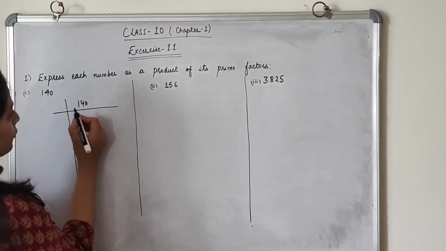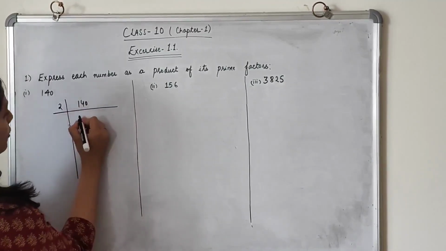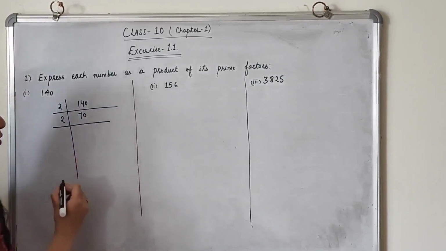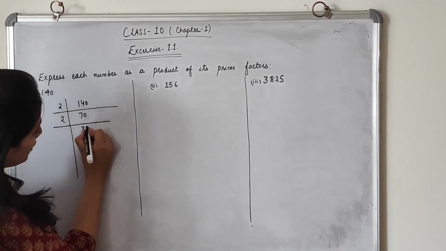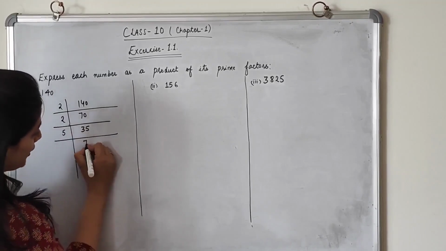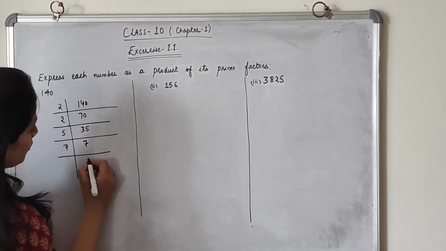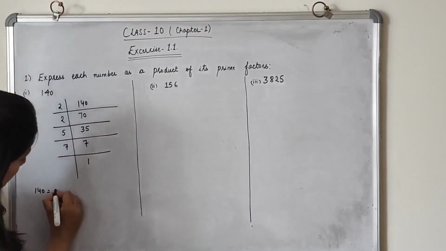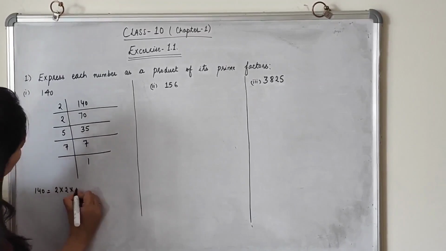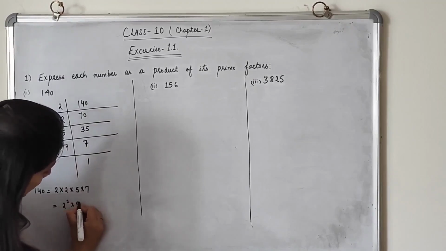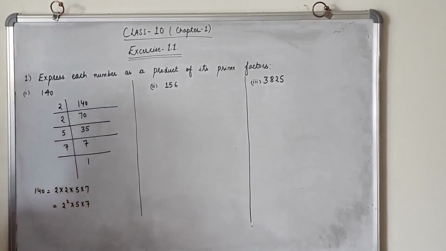So we are going to check 140 is divisible by 2, gives 70. 70 is also divisible by 2, so 35. 35 is divisible by 5, gives 7. 7 ones are 7. So prime factors of 140 are 2 into 2 into 5 into 7, which is 2 square into 5 into 7.